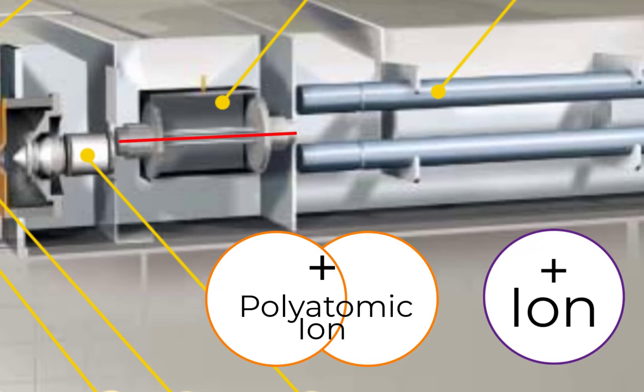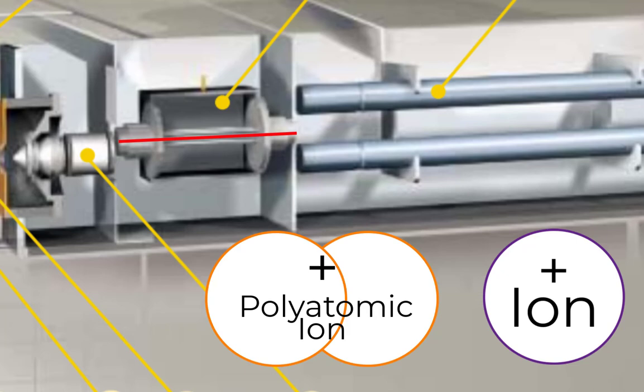Now the ion stream will enter the octopole reaction system. So the octopole has 8 poles, as the name implies, and all it does is try and keep the ion stream focused and going in the right direction. But we still have monoatomic and polyatomic ions in our stream.